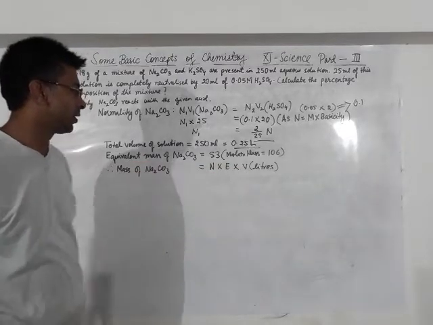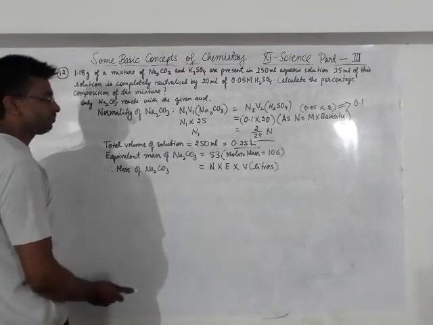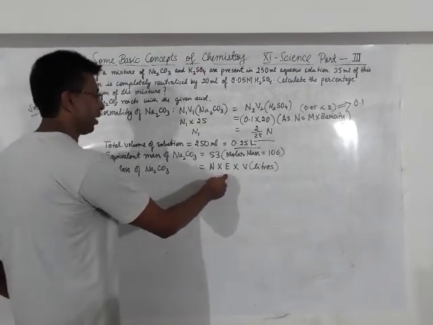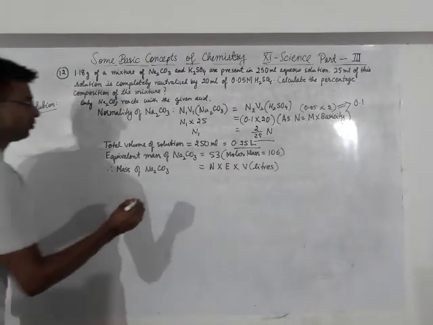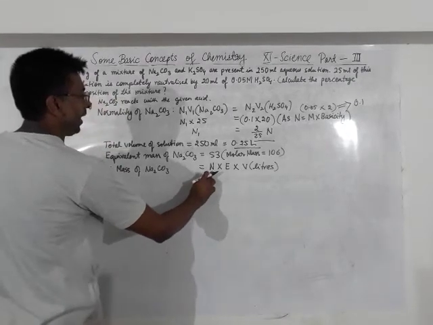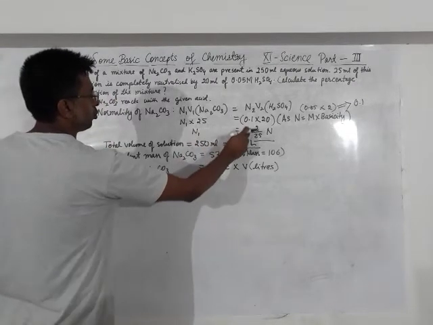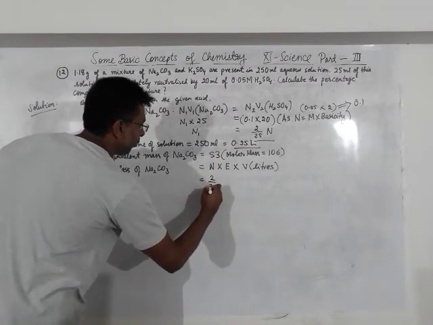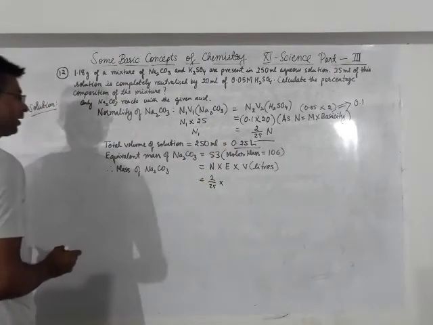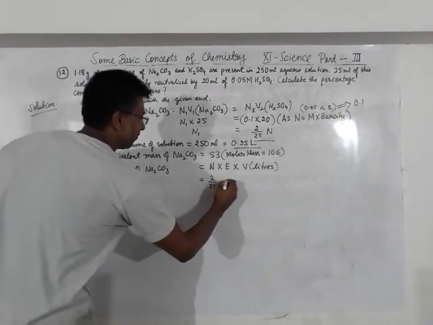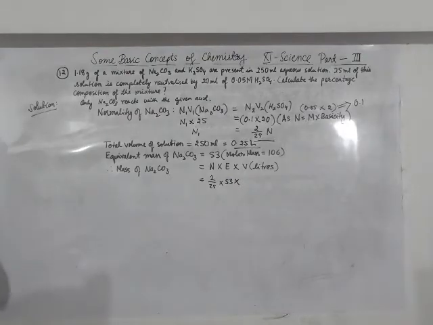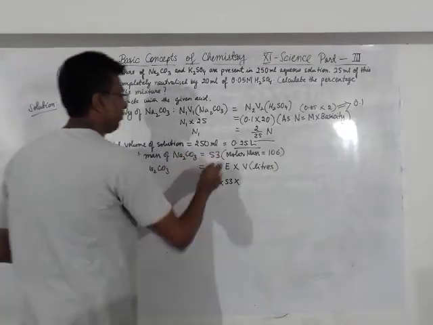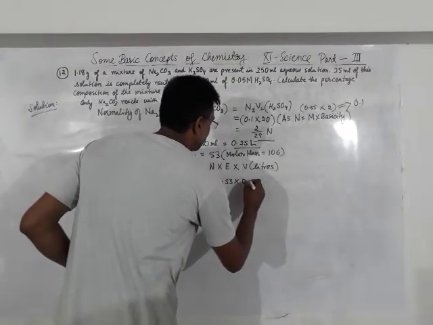The volume is in liters. This N stands for its normality, this E stands for the equivalent mass of sodium carbonate, and this is the volume of the solution in liters. So we put the values over here. Capital N is N1, so 2 by 25. The value of E, the equivalent mass of sodium carbonate, is 53. And the volume in liters is 0.25, since 250 ml is converted to 0.25.